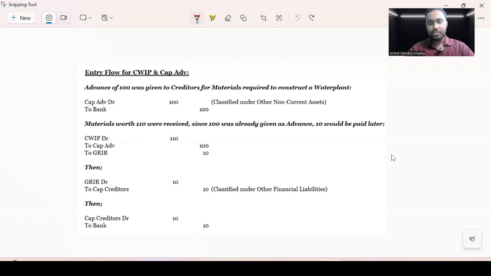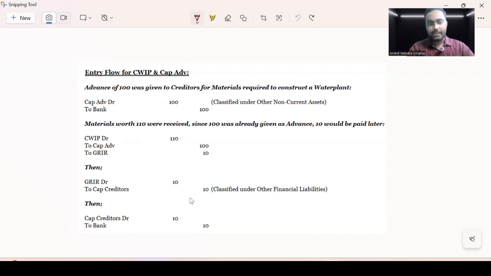So what would be the entry you would be passing here, guys? You would be debiting CWIP to the extent of 110 because your materials have been received. You would credit your capital advance to the extent of 100 because the capital advance is getting knocked off now. The capital advance which you had earlier given as an asset is getting knocked off because that is being used to settle a liability, which is your capital creditor. Then the residue would go to your GRIR to the extent of 10. Then your GRIR would be debited and your capital creditors would be credited. Hence, your GRIR would be knocked off from your books.